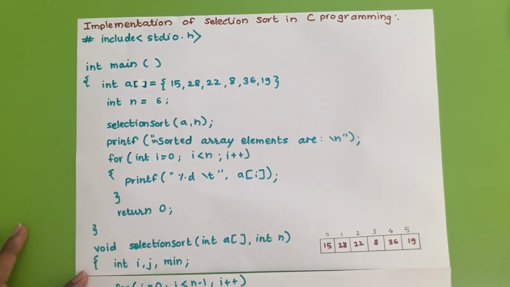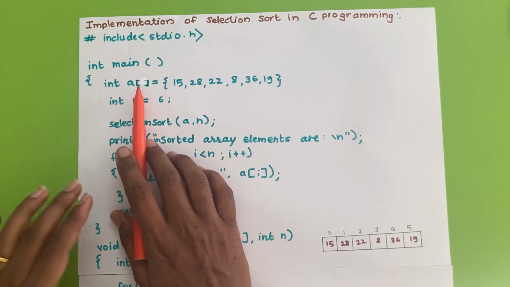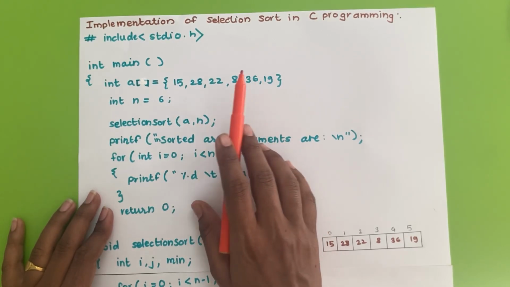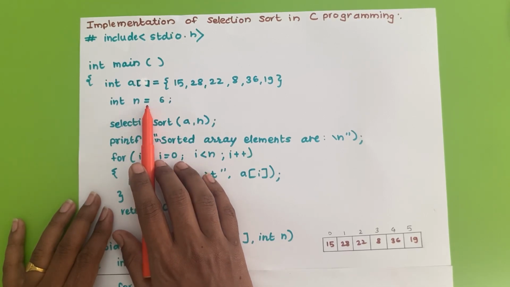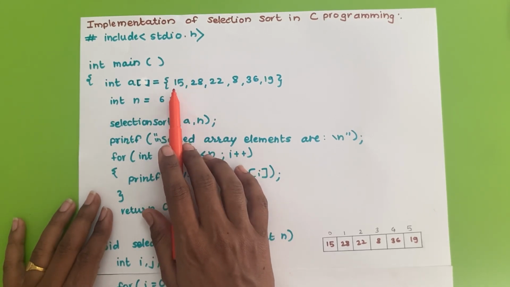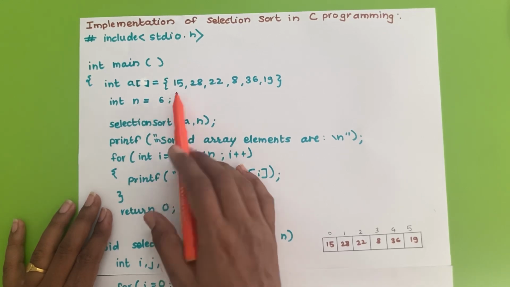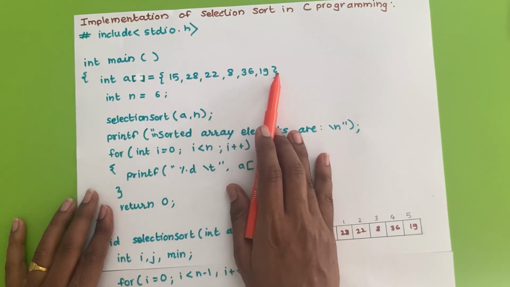Now in this video we are going to implement the selection sort by using C programming. For that purpose I have directly taken array A which contains these 6 elements and the size of array, that is n, is directly assigned as 6. Instead of that you can accept the array elements by using scanf function from user. To reduce the lines of code, I have directly mentioned the array elements here.